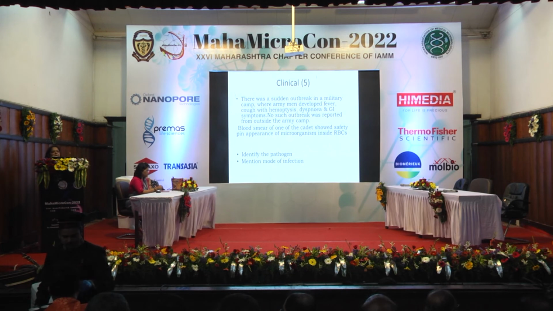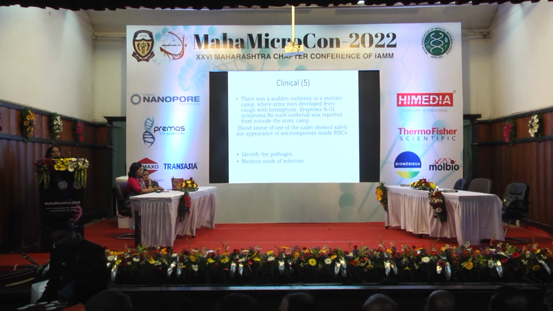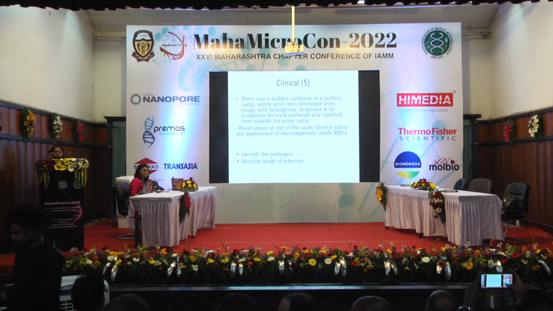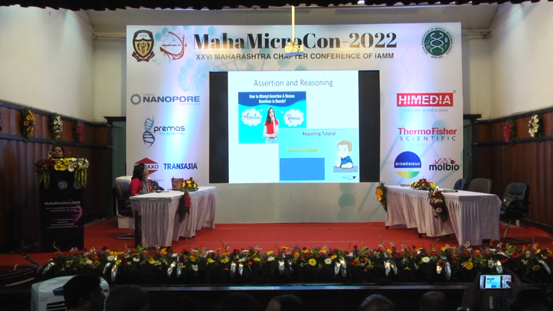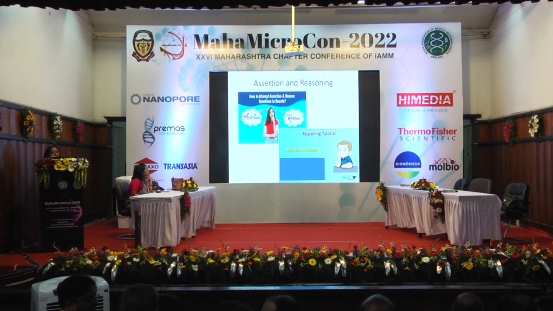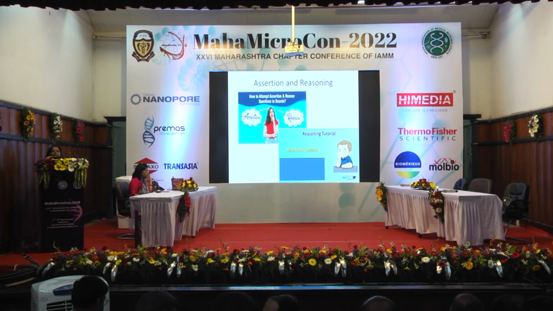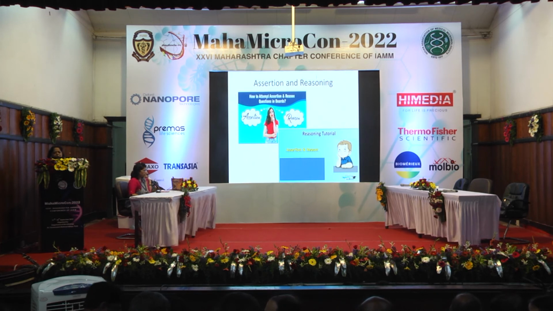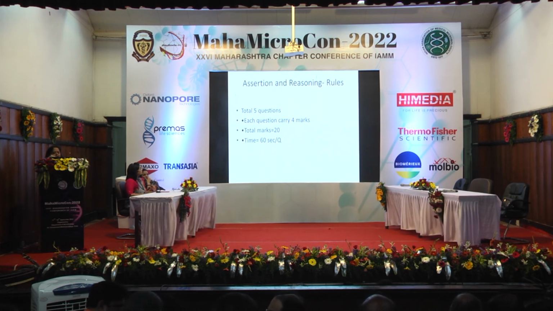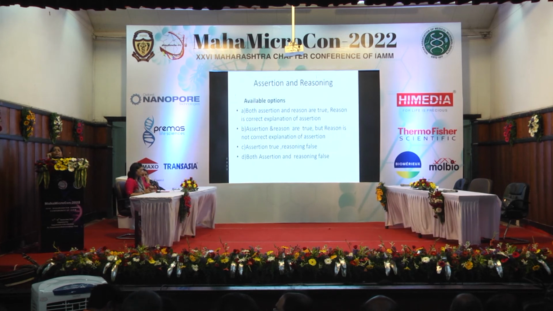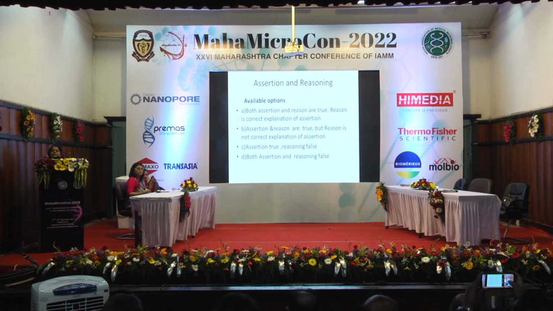Okay, so here we come to the end of the 5th round, that is clinical round. Please listen carefully about the rules of the next round. The round is called assertion and reasoning. There will be an assertion given to you, and there will be a reason. There will be a total of 5 questions, each with 4 marks, and total marks will be 20. 60 seconds per question will be given. There will be 4 options for each question. I think we have written those options in your answer sheet.